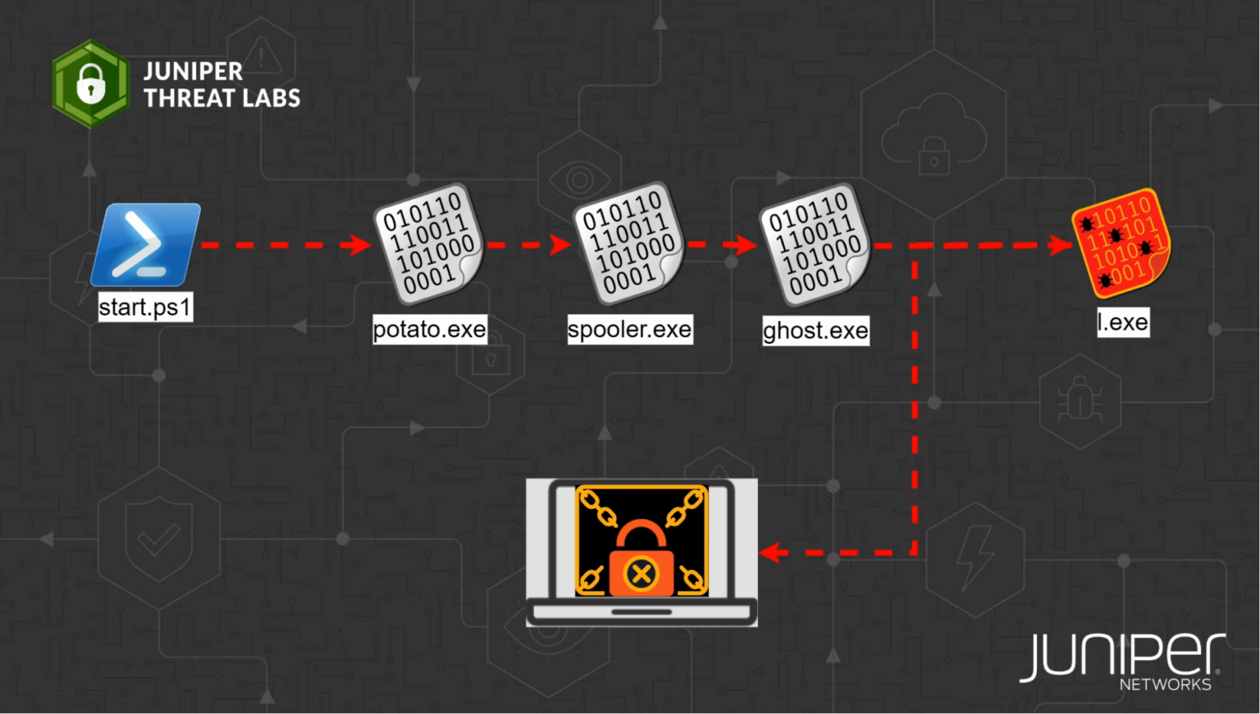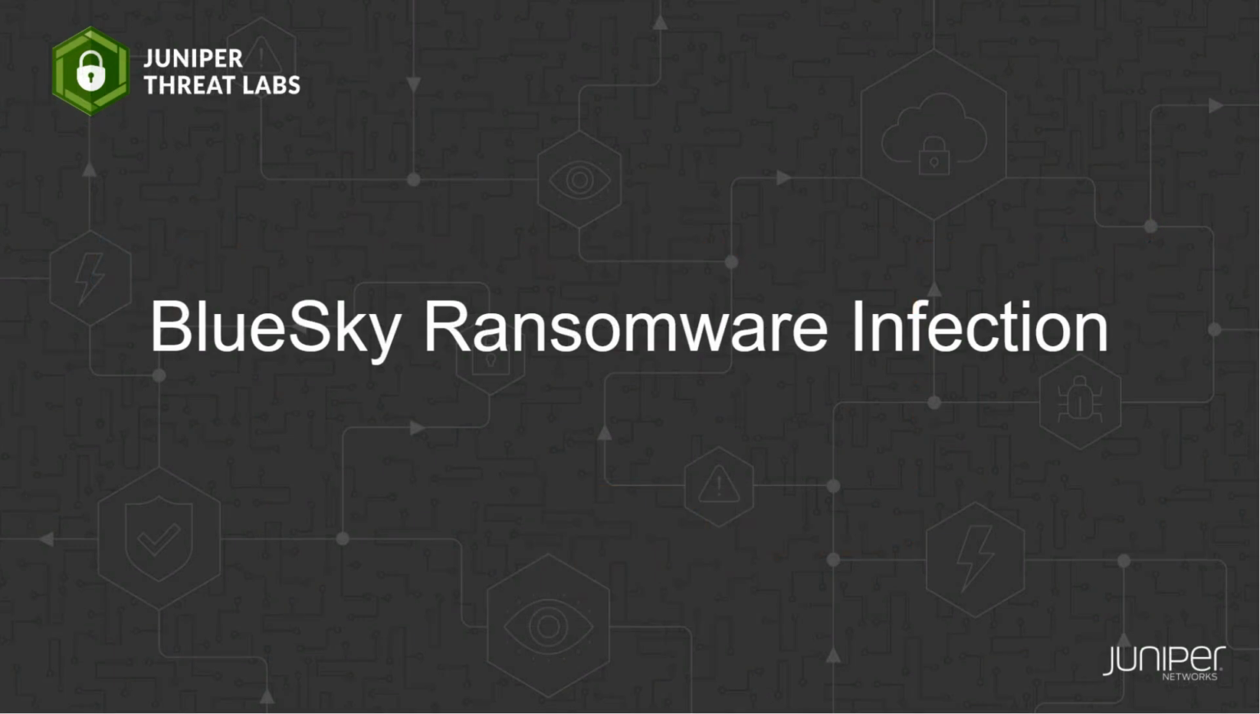The attack begins with a PowerShell script that downloads additional files to escalate its privileges before downloading and executing the ransomware, L.exe. We will now show you how this attack works and how it encrypts files.